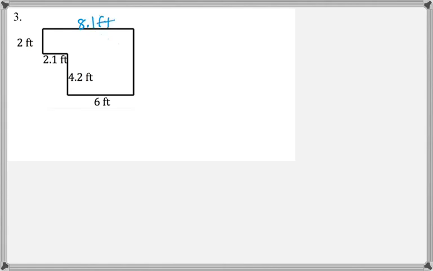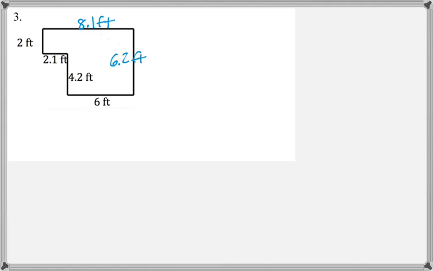Looking at the side, I know from here to here should be 4.2. And from here to here should be 2. So adding those up, I know that this side is 6.2 feet.